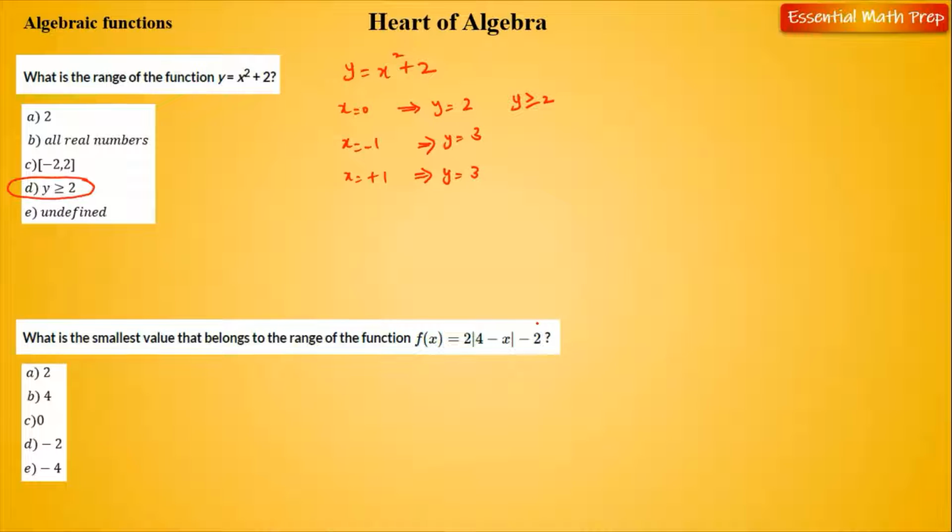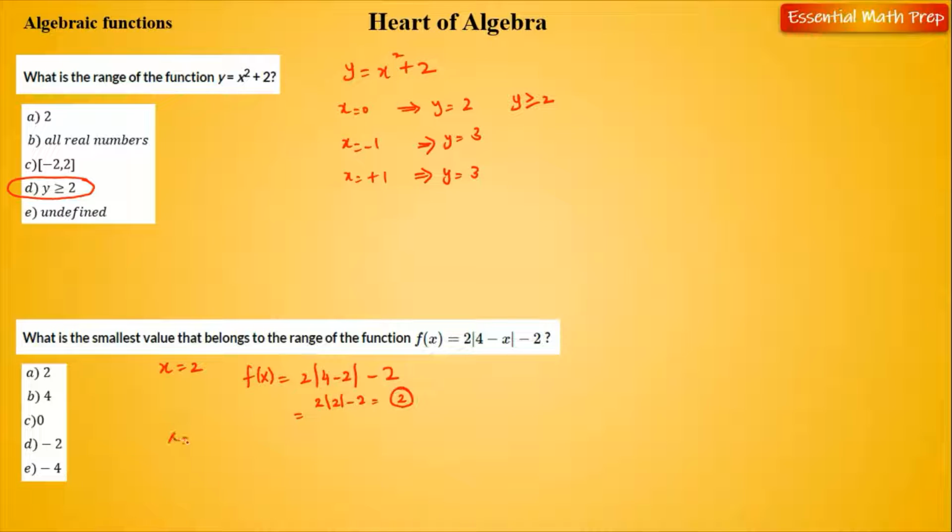What is the smallest value that belongs to the range of the function? Essentially what the question is asking you is to go ahead and substitute the answer choices provided for x and then see where you get the smallest value for f of x. So let's substitute x equals 2, which implies f of x equals 2 times 4 minus 2 minus 2. That will be 2 times 2 minus 2, which is 2.